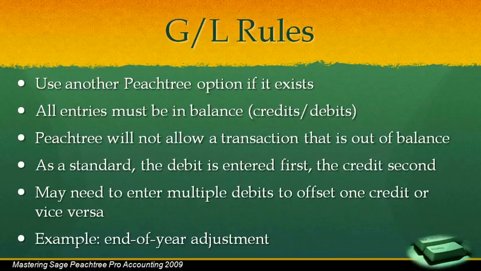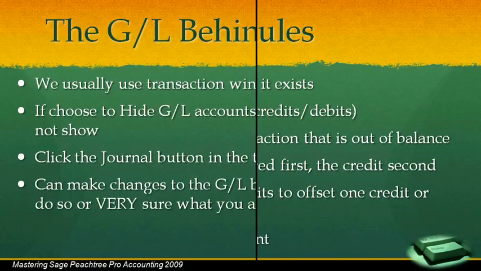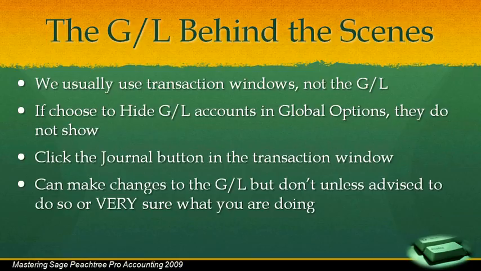An example of something that we might need to do in the general ledger might be an end-of-year adjustment. Maybe we've sent our file off to our accountant, they found that something is just a little out of whack, and it's easier to make an adjustment in the GL rather than trying to undo or redo different types of transactions.